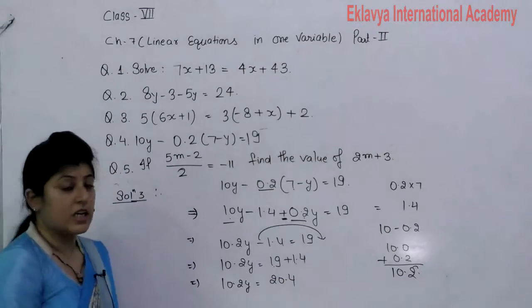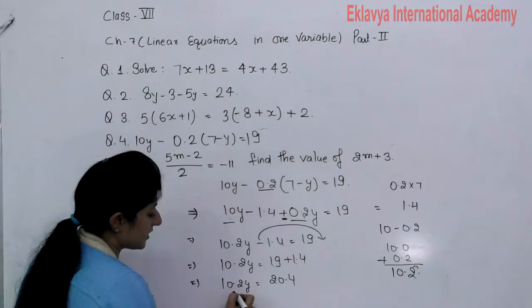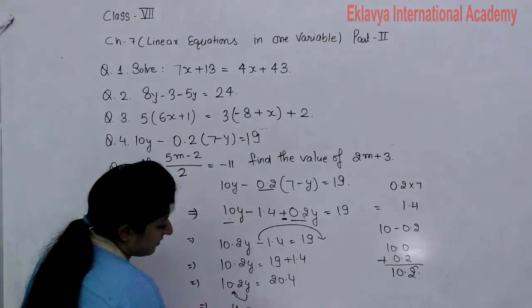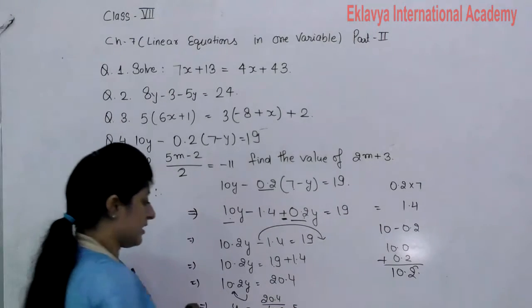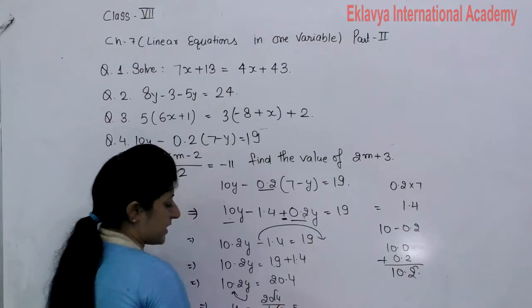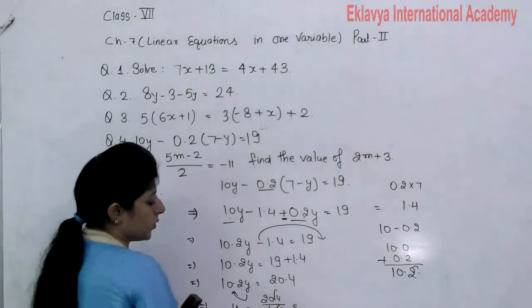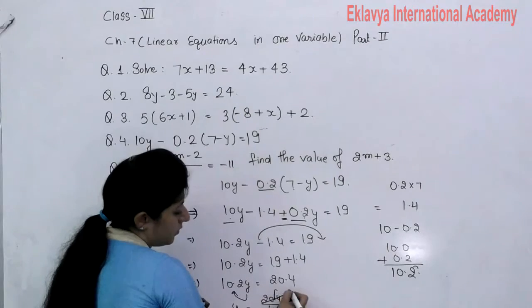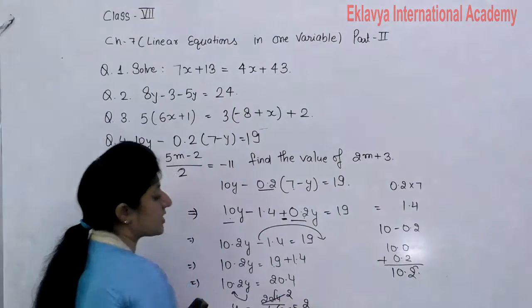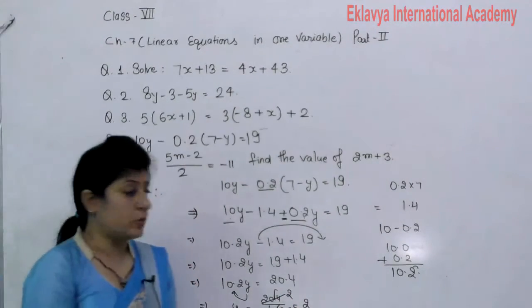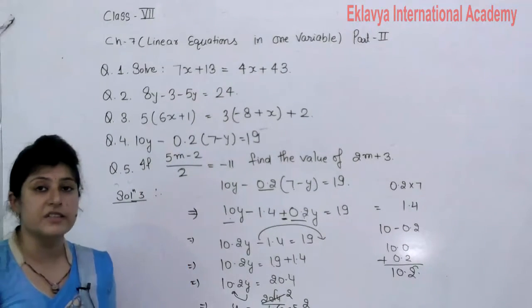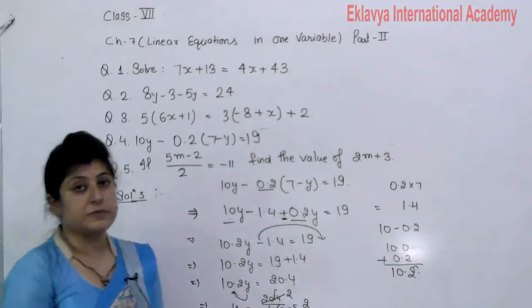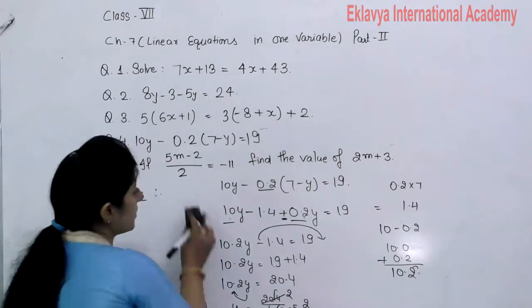20.4. Now here this is in multiplication, so when you transpose, it will come in division. Then the 1 decimal cancels out, 102 into 204, and your answer will be 2. y is equal to 2 is the solution of this given equation. Okay, see more.